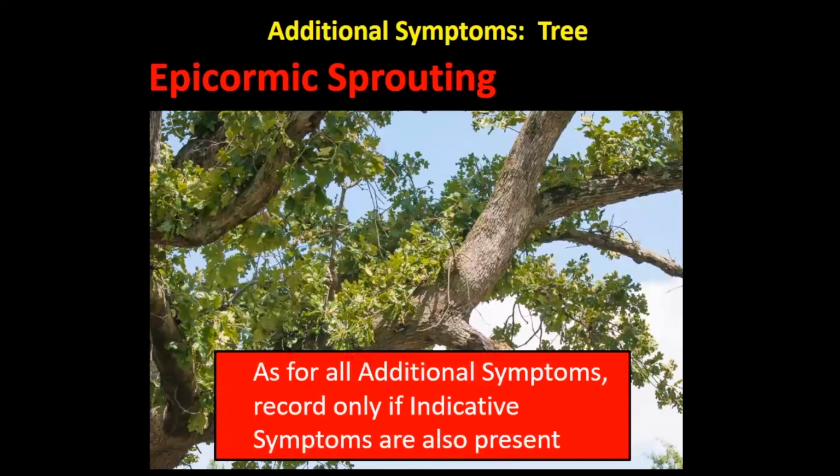As for all additional symptoms, remember, we're recording only if indicative symptoms are also present. If you're looking at this slide, we really can't see whether or not any indicative symptoms are present. We're just not looking closely enough at the foliage. So in this case, we really don't know whether or not it should be recorded until we look closer at the leaves.